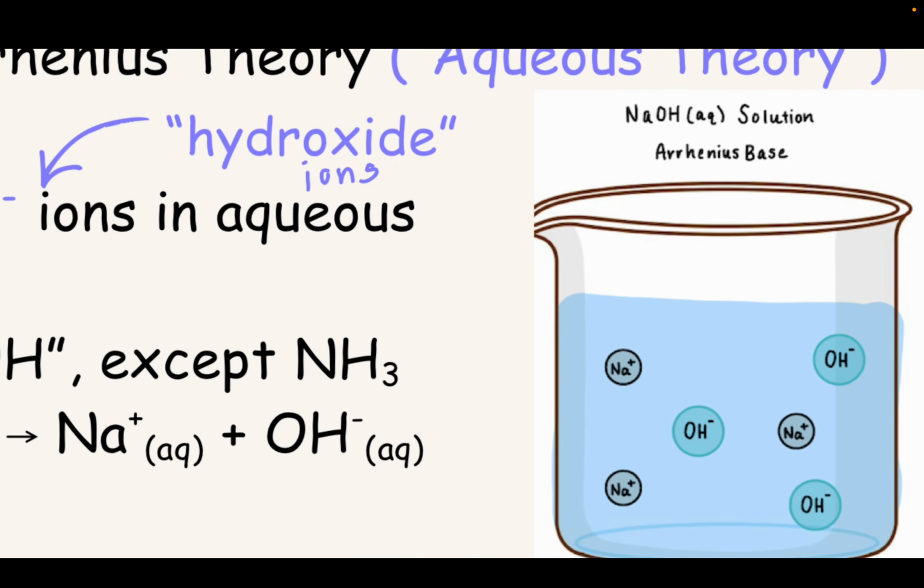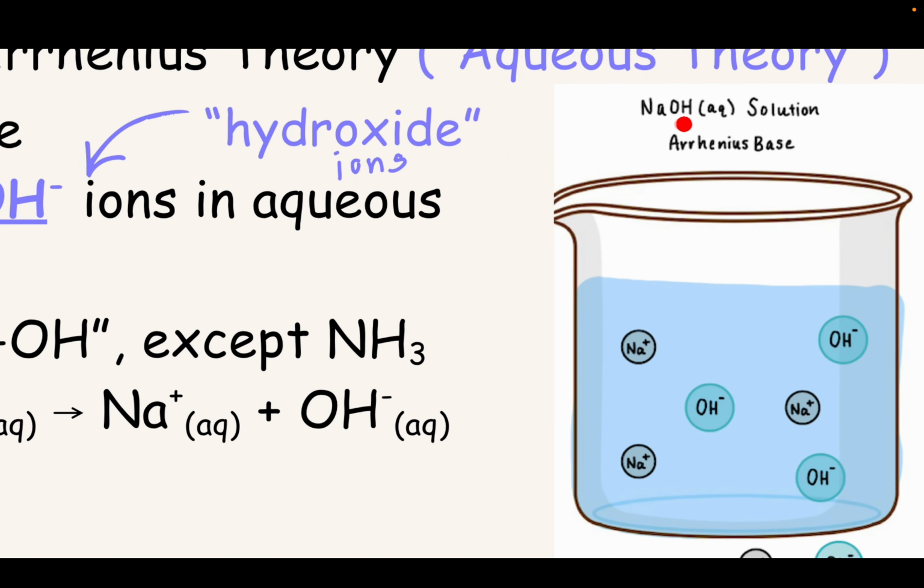If we look at this example over here, sodium hydroxide, this solution is considered an Arrhenius base. If we take sodium hydroxide, NaOH, and dissolve it in water, it's going to release or produce these hydroxide ions in that solution, these OH- charged ions. And because we have sodium there as well, it's also going to produce some sodium ions. But the thing that classifies it as a base is the fact that these hydroxide ions are released in that solution.